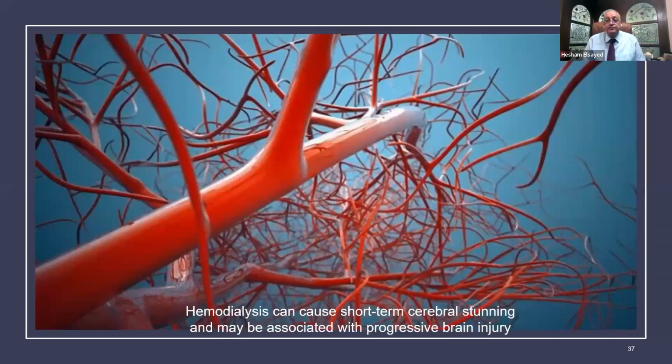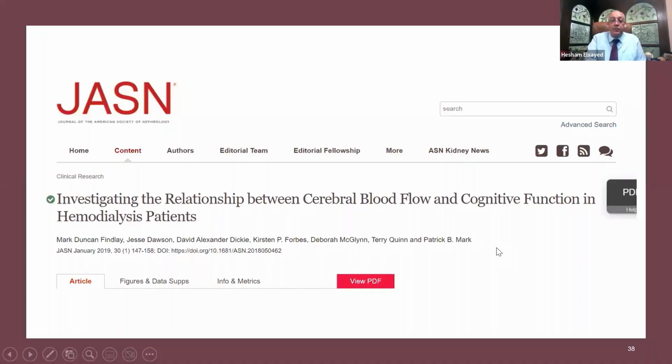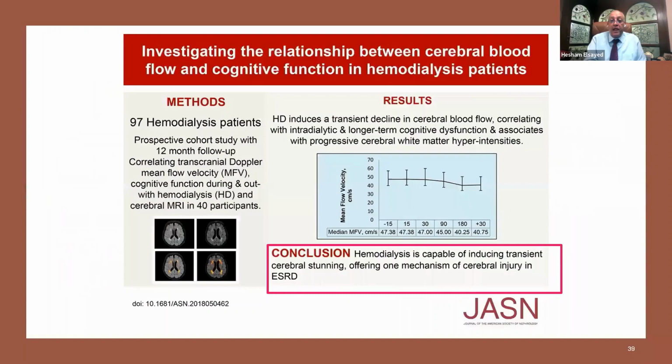What about the CNS? We all find that in some patients you can have unconsciousness and cognitive dysfunction, and we can attribute it to dialysis disequilibrium. Not dialysis disequilibrium, but rather decreased cerebral blood flow, what is called here cerebral stunning. Investigating cerebral blood flow and cognitive function in hemodialysis patients, we found a correlation. The conclusion is that hemodialysis is capable of inducing transient cerebral stunning, offering one mechanism of cerebral injury in end-stage renal disease.